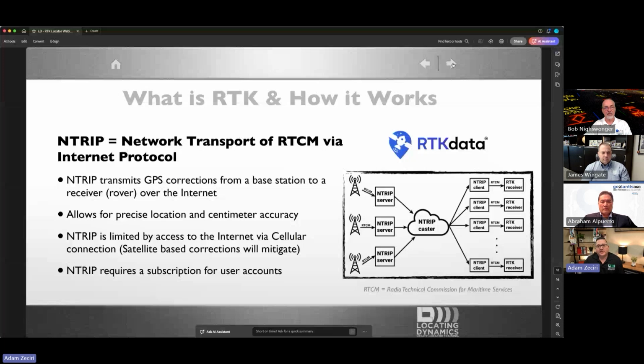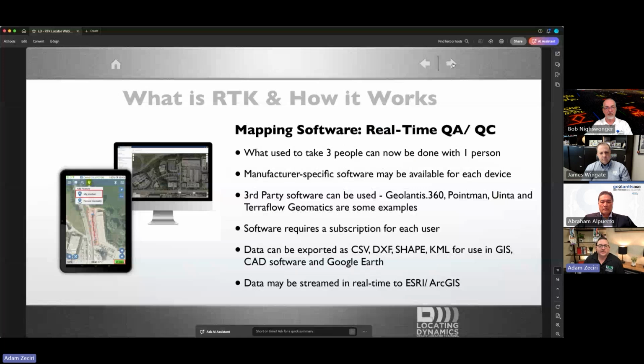What is RTK and how does it work? Well, the mapping software component is pretty interesting. So some of these RTK locators have first-party software. Some of them require third-party software. The key takeaway here is what used to require 3 or more people to get this data can now be done with one person. When I started out in the industry, I was the surveyor that they said, go out there, go find everything, make sure you don't miss any utilities. And of course, we shrugged, looked at each other and said, what are those? What do those look like?